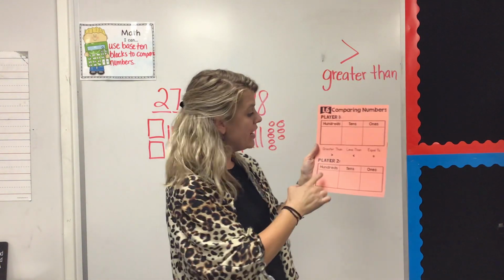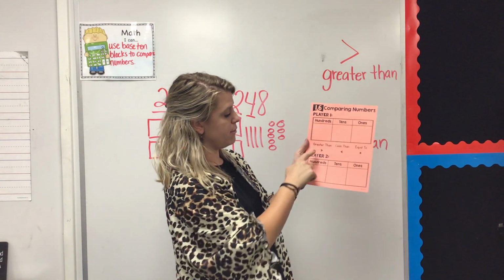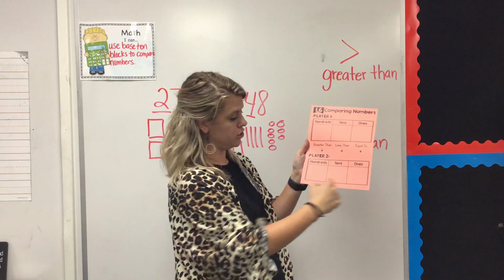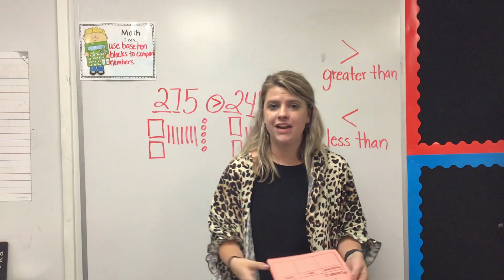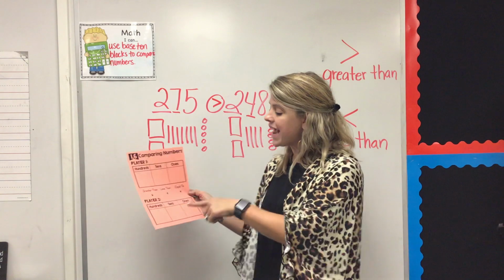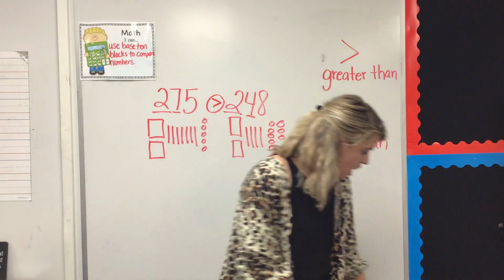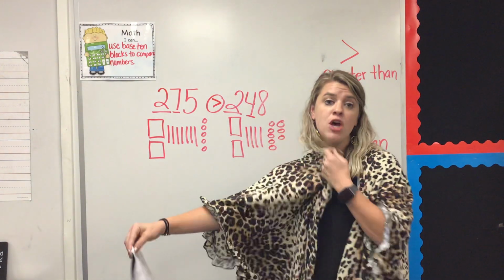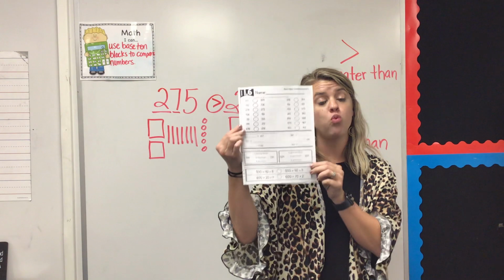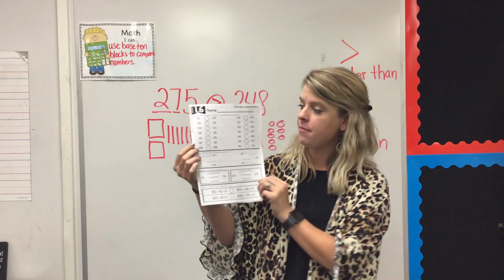Then you have to compare your numbers. You'll have to circle, is player 1's number greater than, less than, or equal to player 2's number? And then you just clear your boards and you can play again. You can play as many times as you want to, practicing our skill of greater than, less than, or equal to. All right? Once you have played your game, you are going to complete page 1.6 in your workbook, okay?